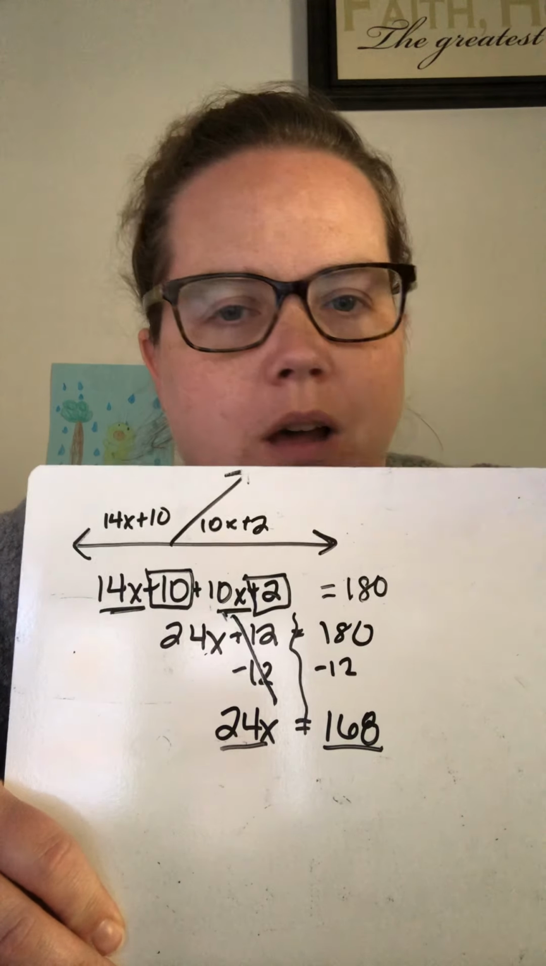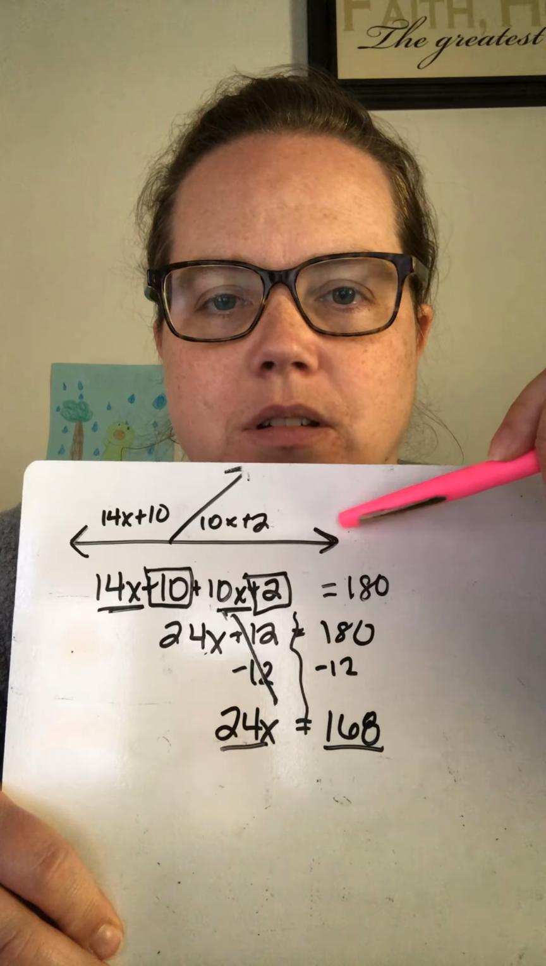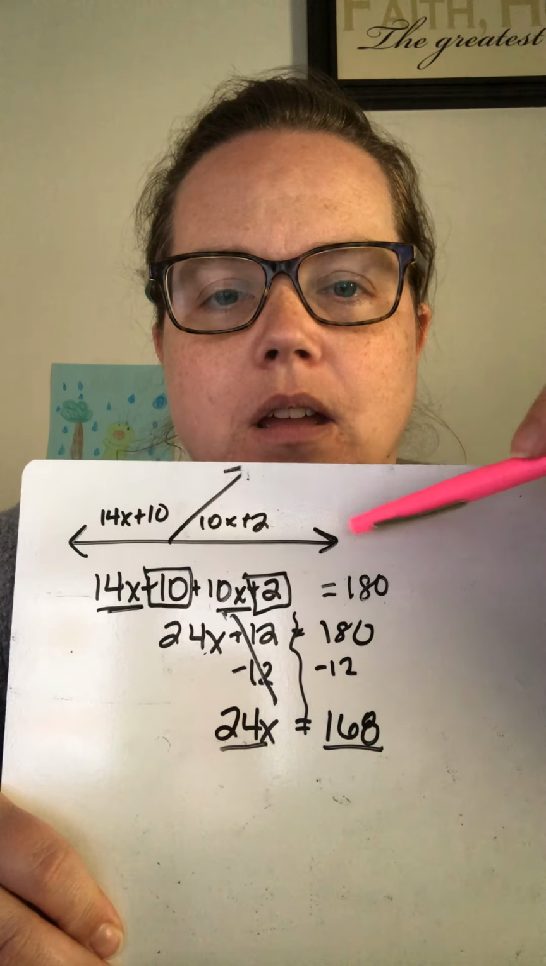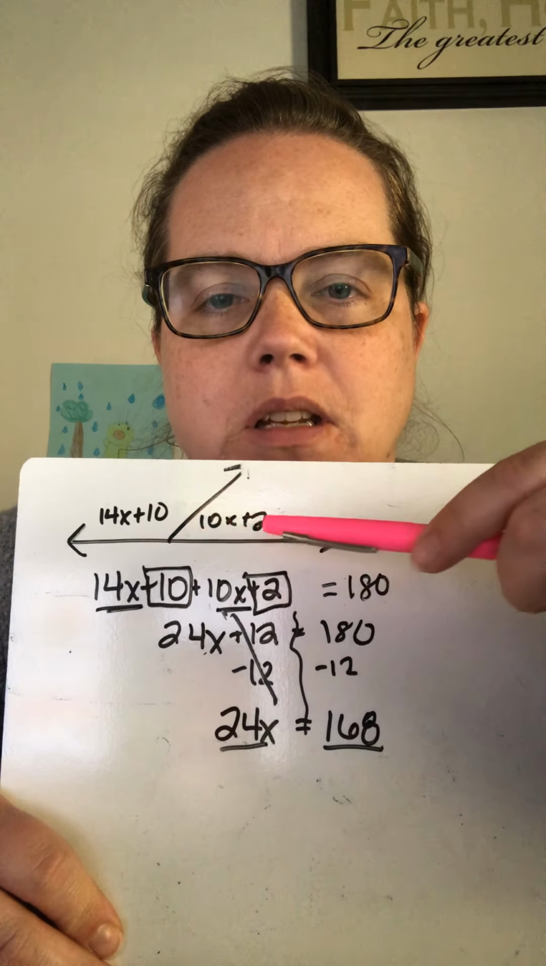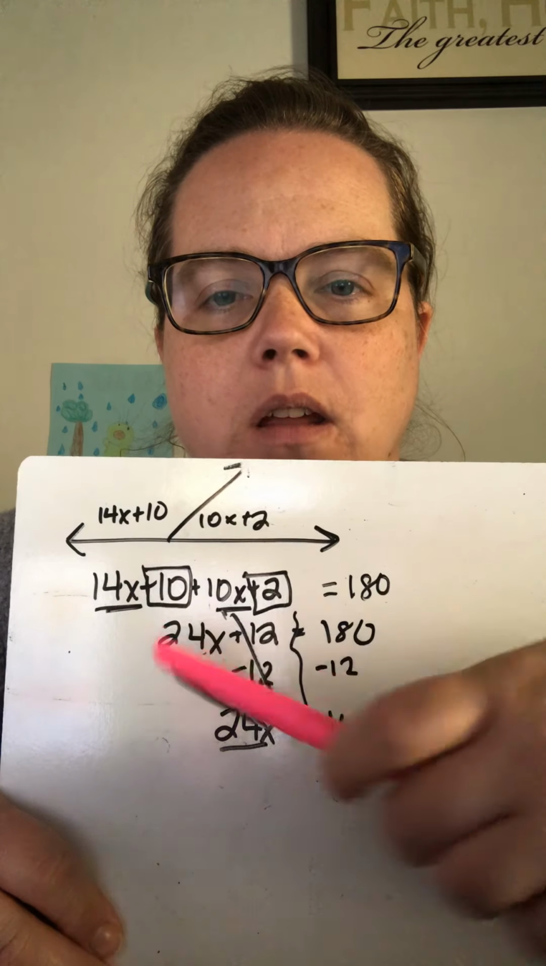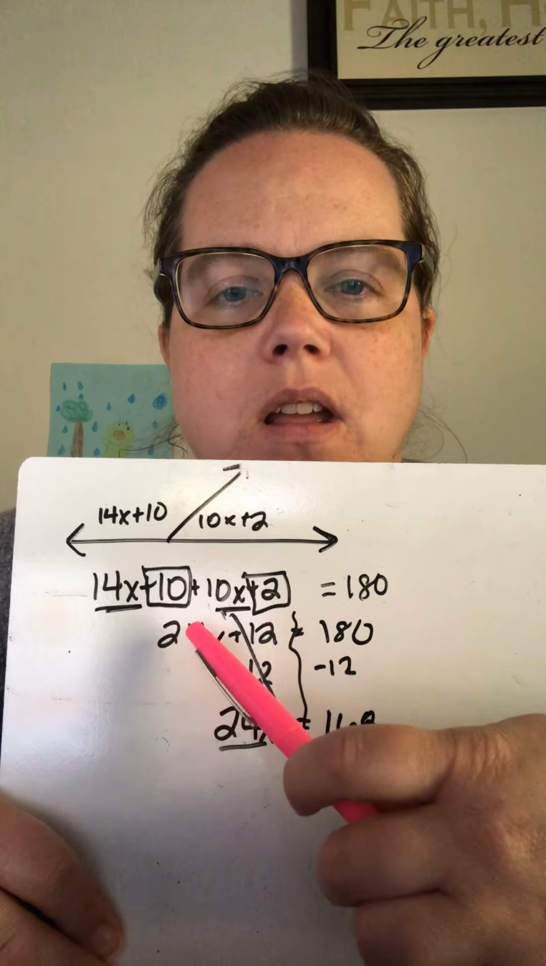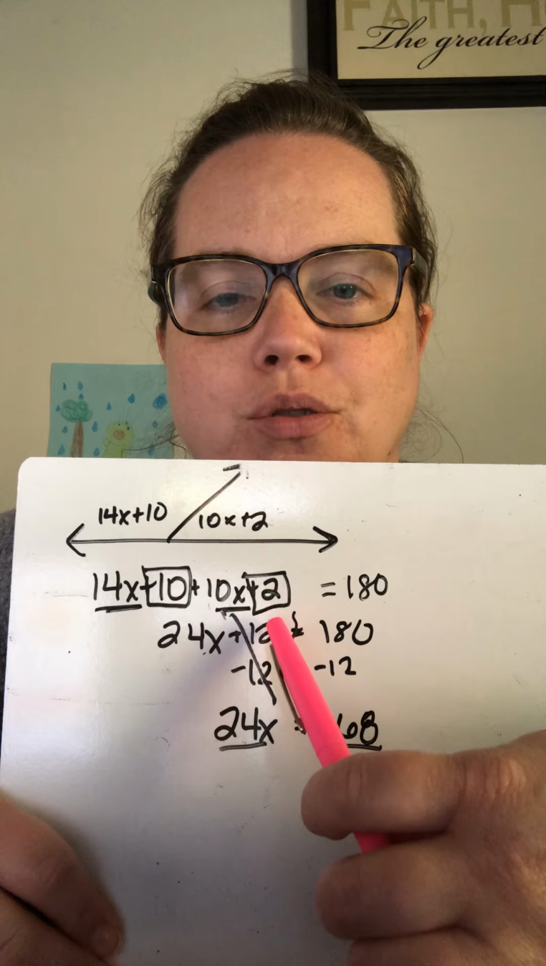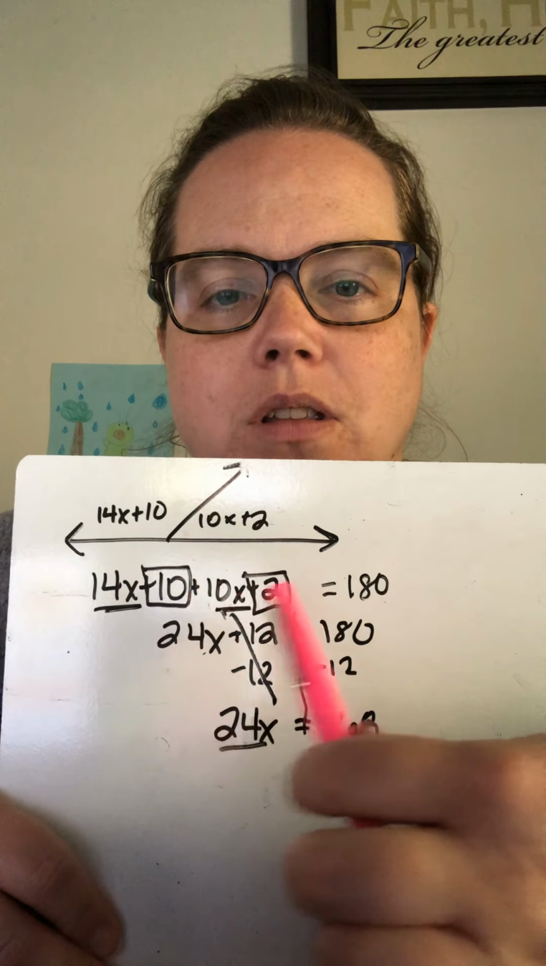So supplemental angles, they're gonna equal 180. So I'm gonna take my two pieces and it equals my whole of 180. So 14x plus 10 plus 10x plus 2. So I've combined my two angles and they're down here.